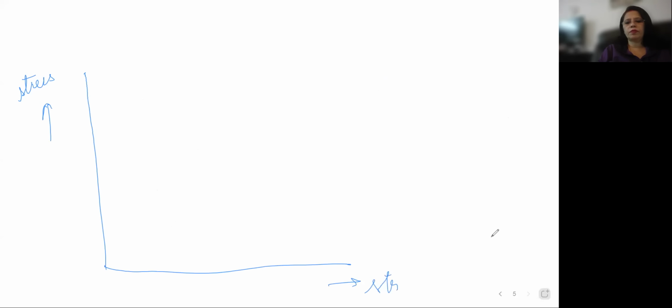So if we plot a graph of stress versus strain, on the y-axis we take stress, and on the x-axis we take strain. This is your origin, and this is the original length. This one is the original length of the wire.